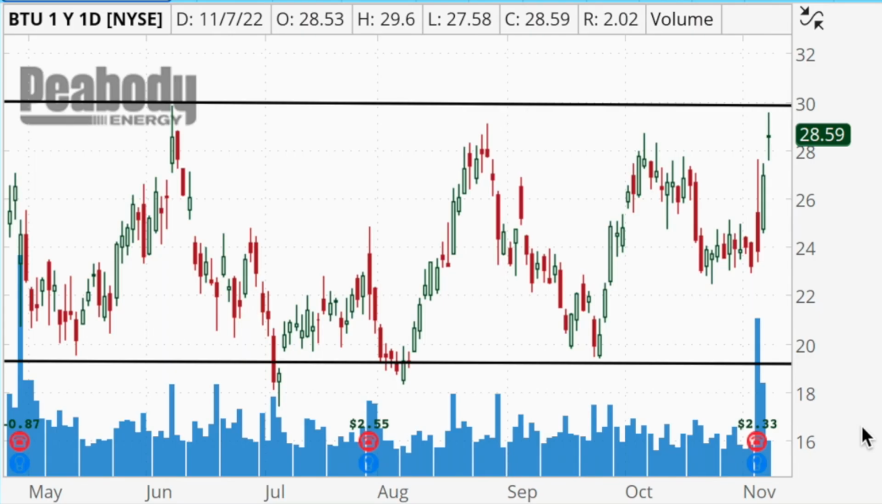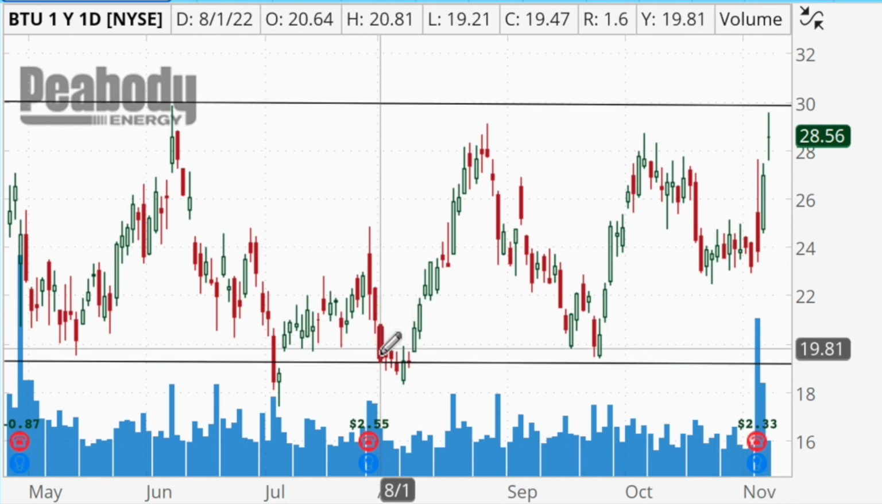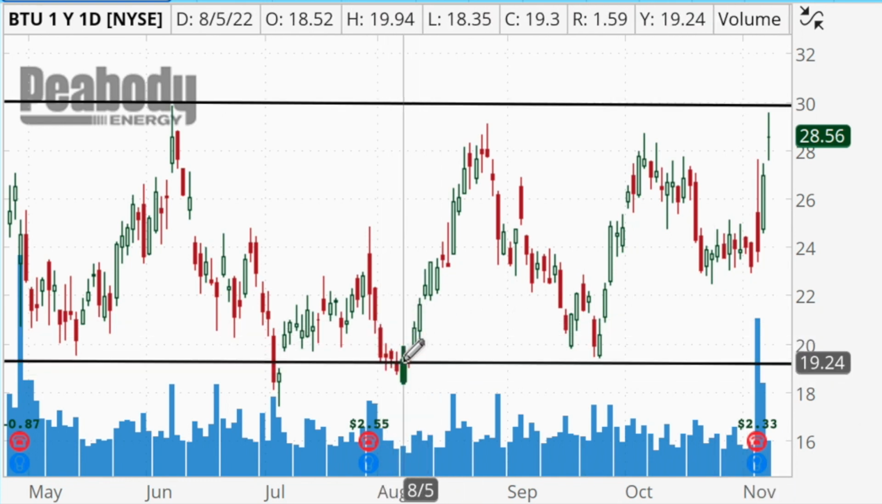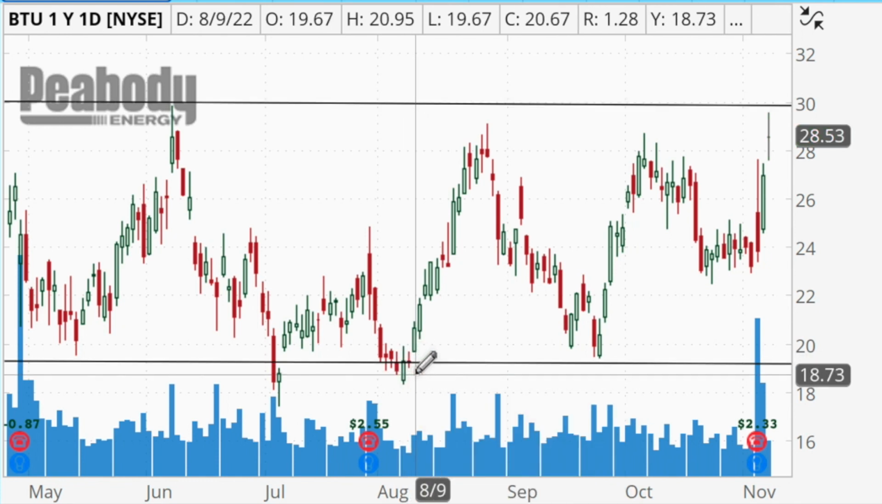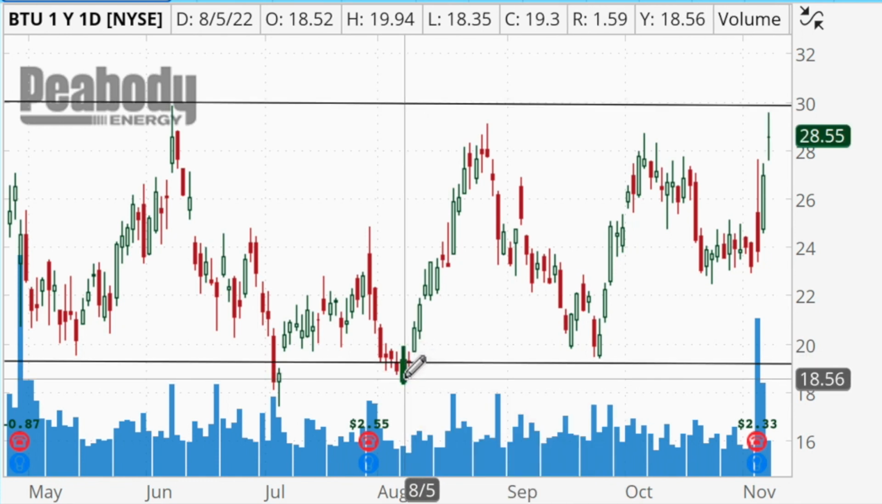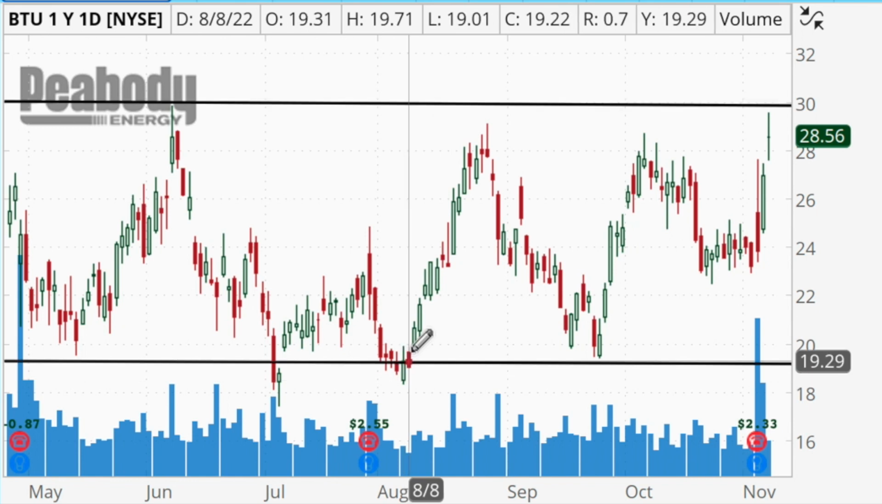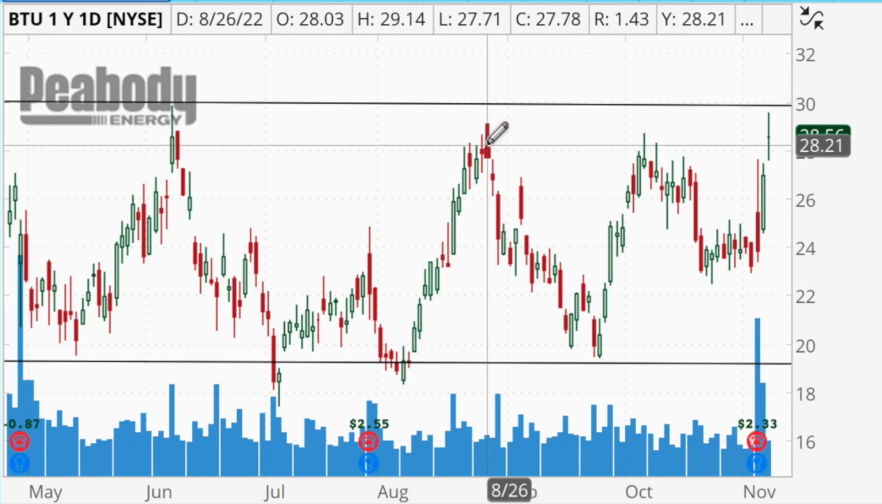Now let's take a look here at the daily chart for BTU. BTU was a swing trade that we nailed in the Market Master group in the past. Our buy alert was put out to our team as it was pulling back into this demand zone, and we could see that it bounced from a low of $18.35 up to a high just a few weeks later of $29.14. So there was huge return potential just from swing trading this demand zone.